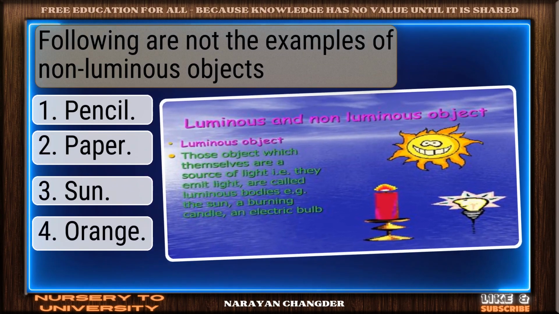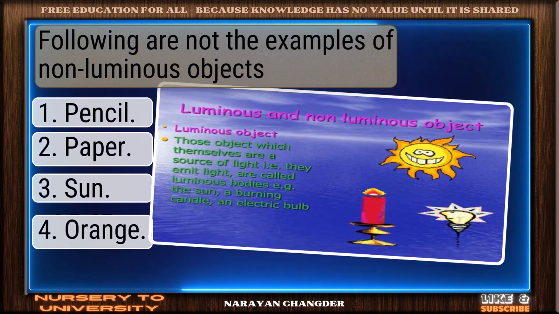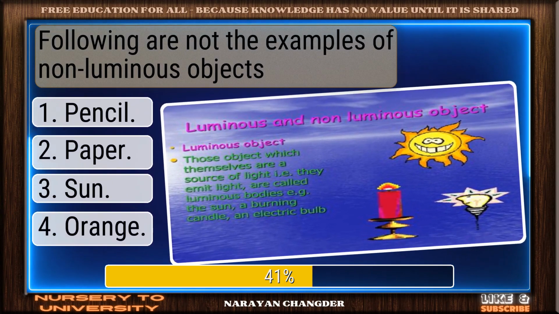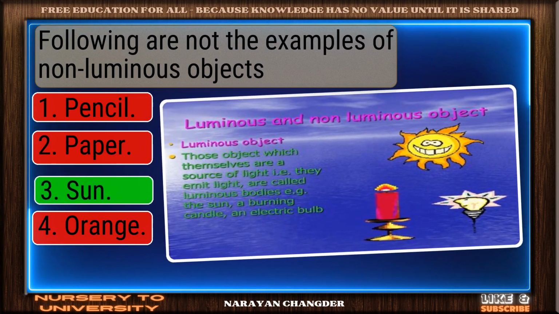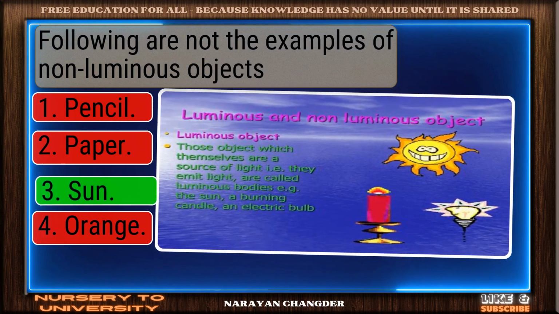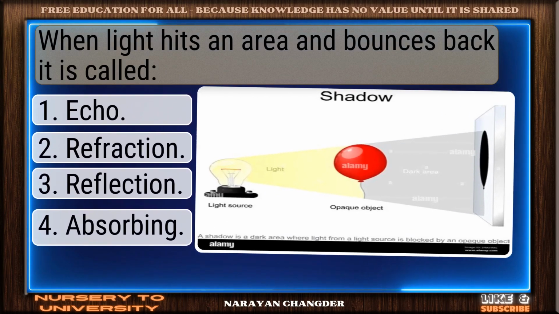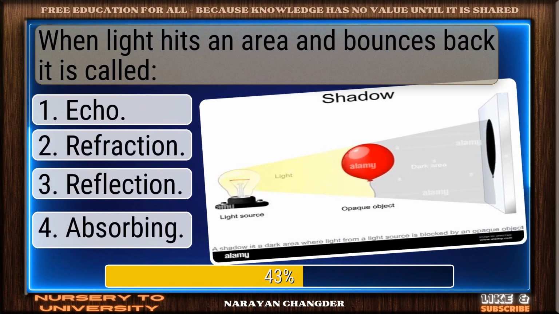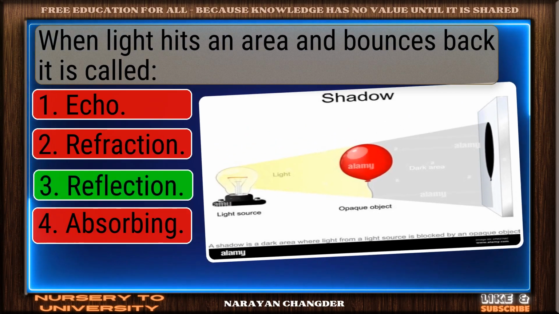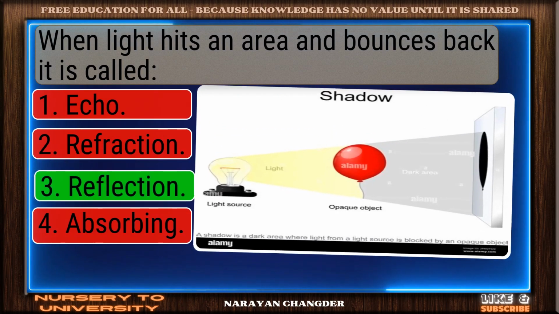Following are not the examples of non-luminous objects. Right again. Sun is a valid answer. When light hits an area and bounces back, it is called. Well done. Reflection is the right choice.